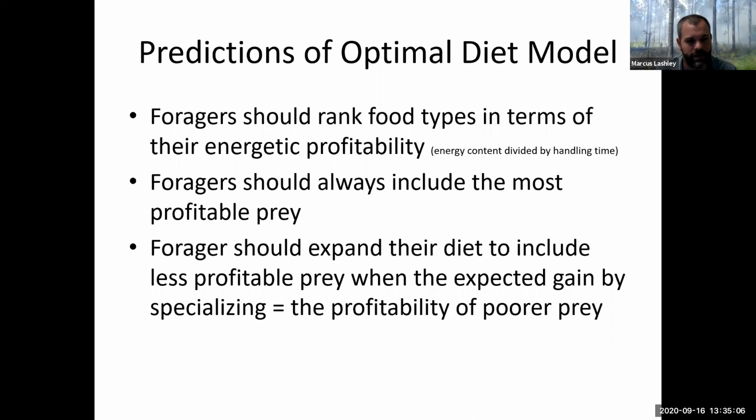What am I trying to say here? I'll just read it. The forager should expand their diet to include the less profitable prey when the expected gain by specializing equals the profitability of the poorer prey. So basically that's a really convoluted way to say what I just said in that last figure, where I showed you that there's some optimal point where the most profitable prey is not in high enough abundance to be profitable. So the diet switch occurs in that case.